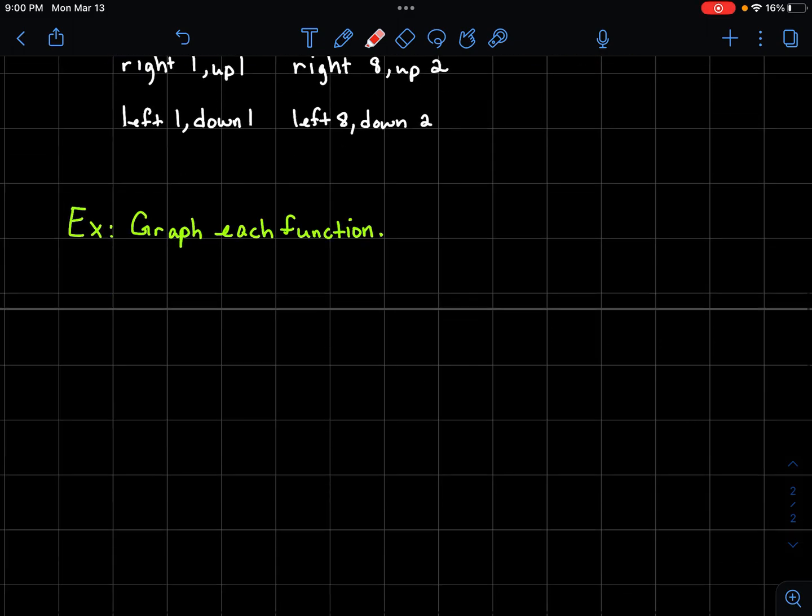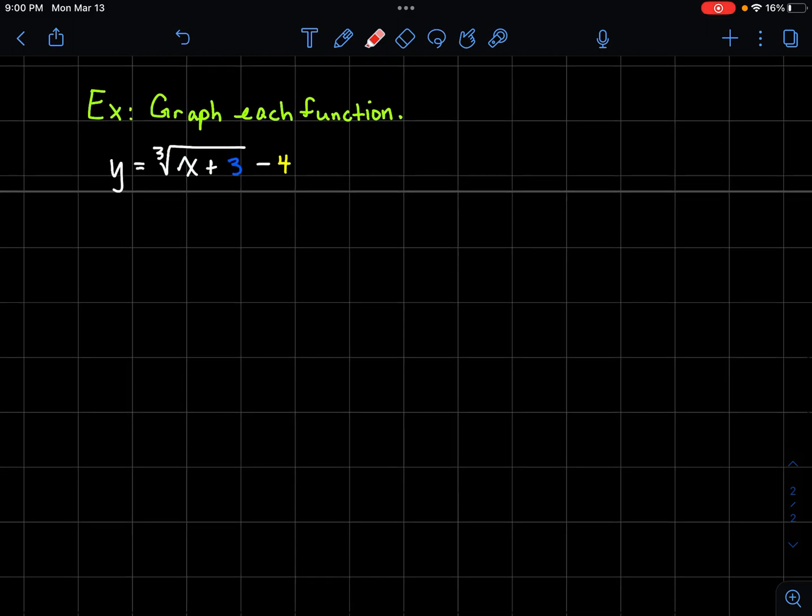Let's graph the following functions here. The function we have first is the cube root of x plus 3, minus 4. What would that look like? Well, if we think about some of the characteristics that I talked about, what was our inflection point? It's the opposite of the h number, so it's plus 3 in the equation.